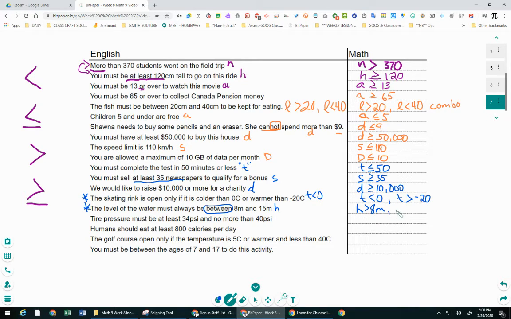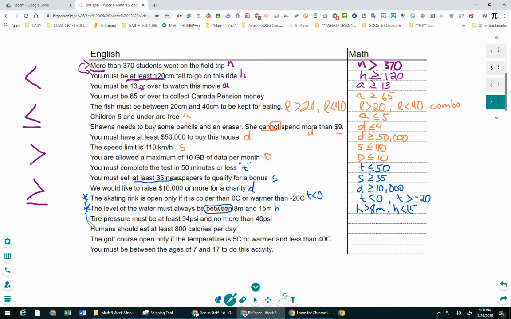But at the same time, the height also has to be less than 15. So this is another Goldilocks zone question. I didn't have to include the units there, but whatever. No, I'm not going to erase it. I'll just keep going. Tire pressure must be at least 34.